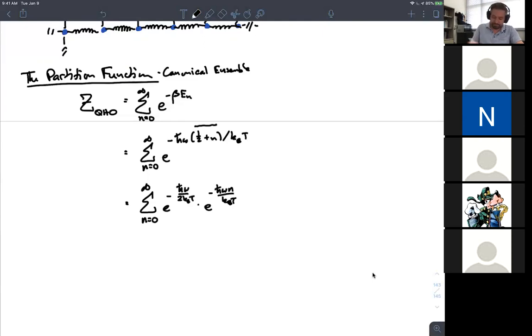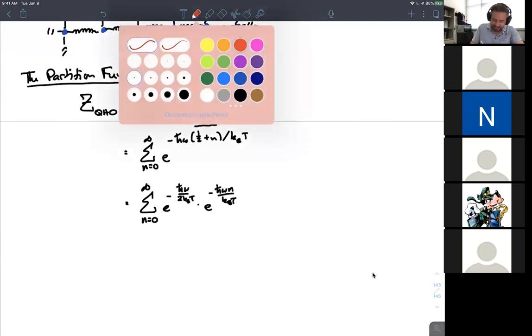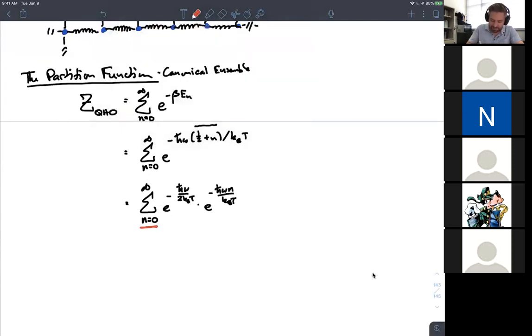Right? Since our sum here is over n, and this thing doesn't have any n's in it, it doesn't care. As far as the sum is concerned, this first term is just a constant. So pull it on out. We pull the first term out, e to the minus h bar omega over 2 kBT, and then we have the sum from n equals 0 to infinity of e to the minus h bar omega n over kBT.